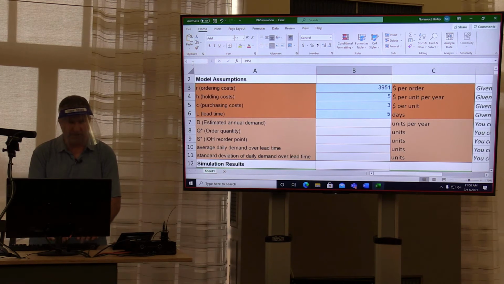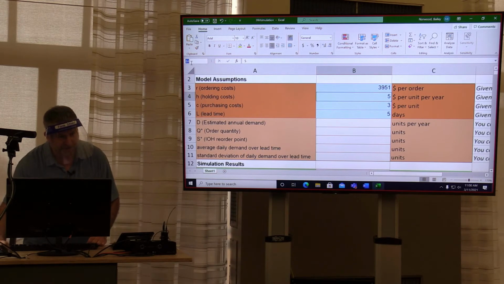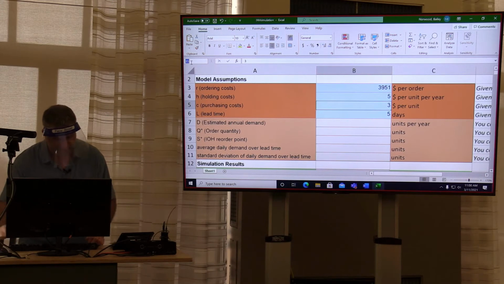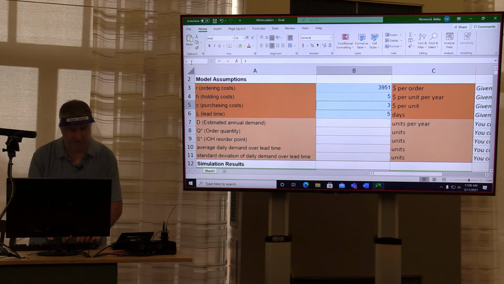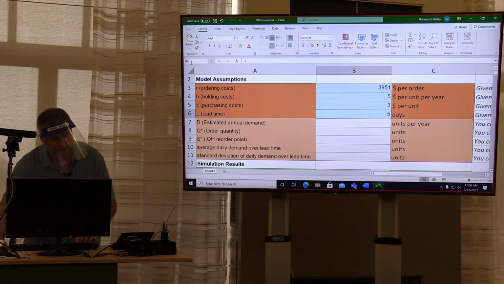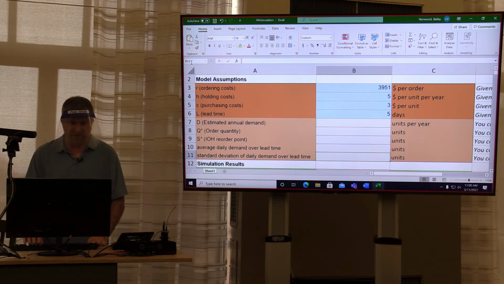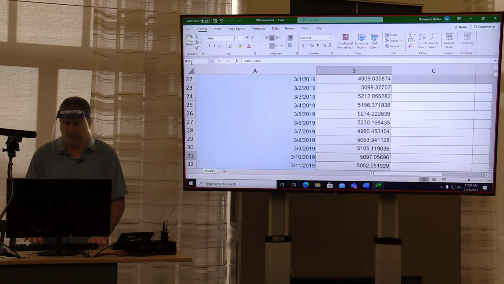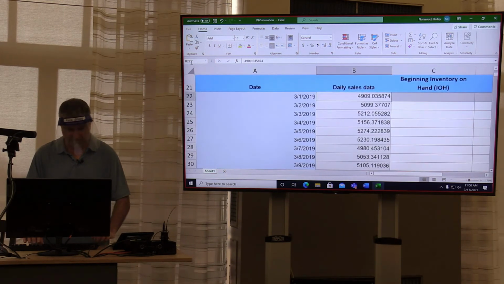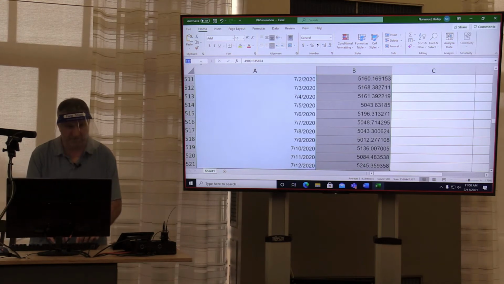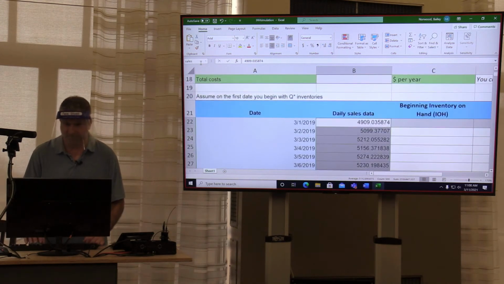So I'm going to call it coefficient R, C-O-E-F-R. I'm going to call H, C-O-E-F-H. I'm going to call C, C-O-E-F-C. And lead time, COEFL. I also know I'm going to be using the sales data sum, so I'm going to highlight the whole thing and give it a name, and I'm just going to call it sales.